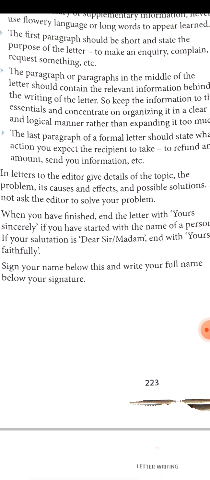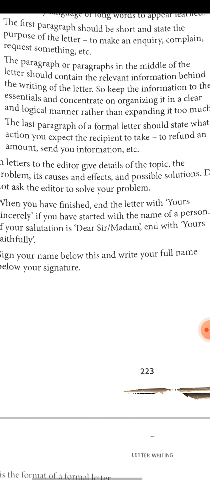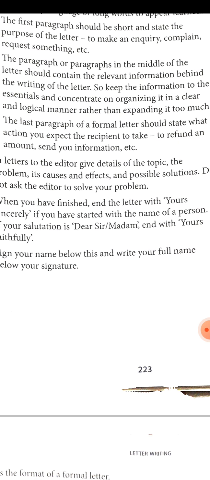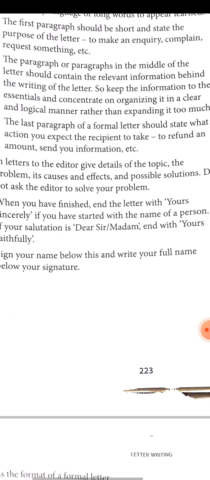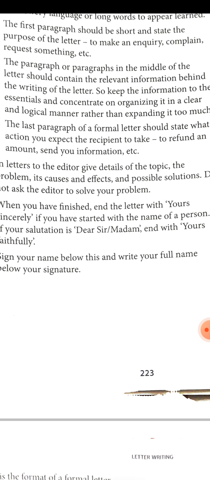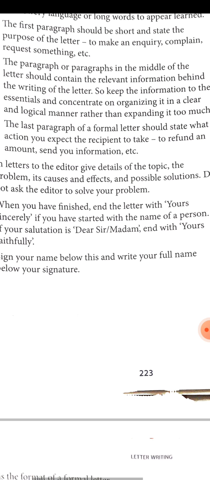So if you have to give any information, you give it in the second paragraph or in the middle of the letter. And the last paragraph of a formal letter should state what action you expect the recipient to take, to refund an amount or to send you information. If you are writing a letter, it must have some purpose. You must want the person who is reading the letter to do something for you. So the last paragraph will be based on what you are expecting the person to do.